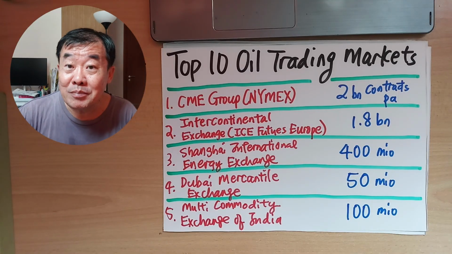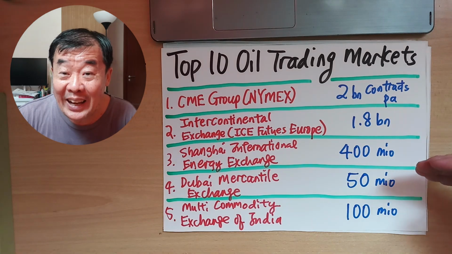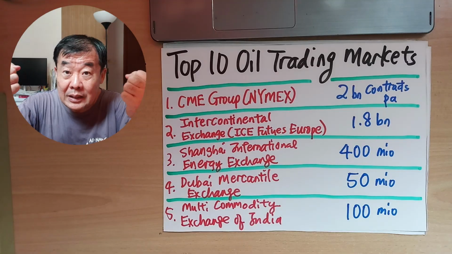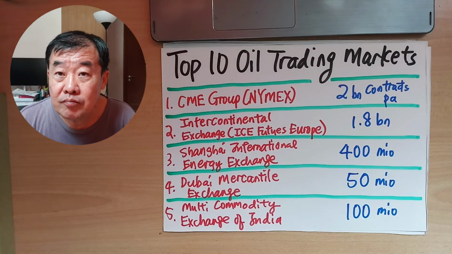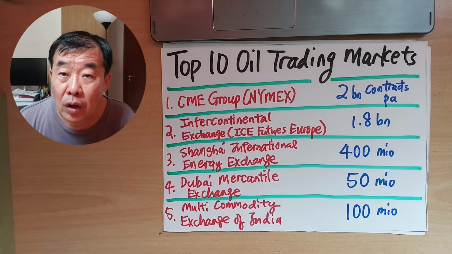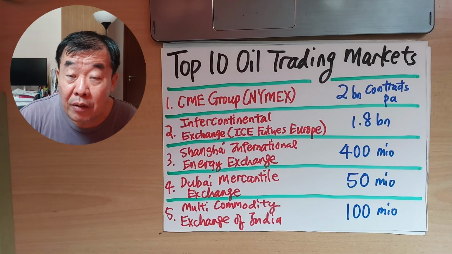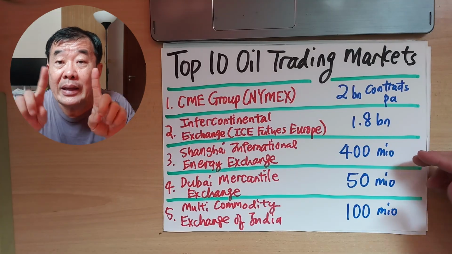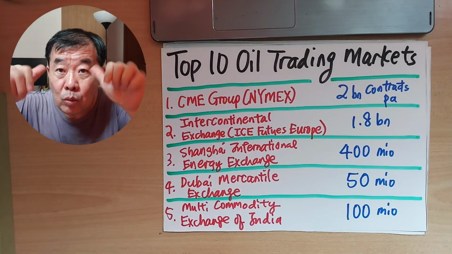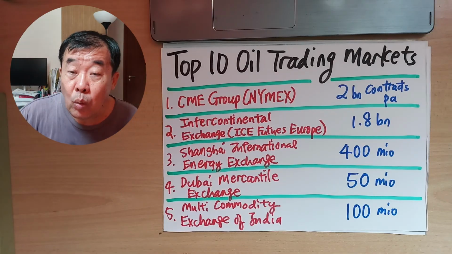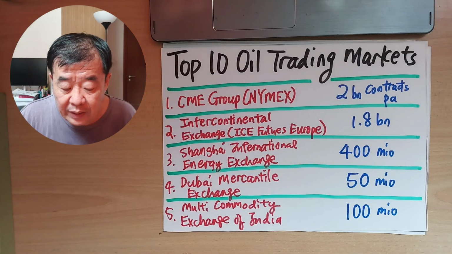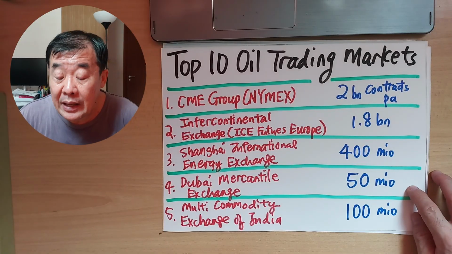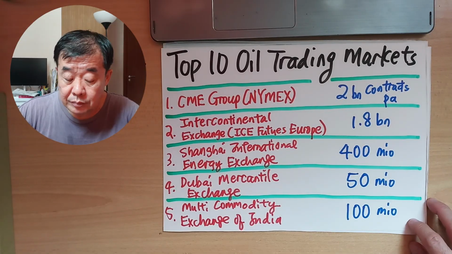Now, third in the ranking is Shanghai, because China is becoming an economic power, so they actually command certain trading power. So they also set up oil trading in Shanghai Stock Exchange. The volume is catching up. It's about 400 million contracts per year. That means once you have a transaction between a buyer and seller, there's a buy, there's a sell, one contract is done, it's considered one. So in 1 year, Shanghai got 400 million contracts done. Dubai, 50 million. And number 5, which is India market, is about 100 million.